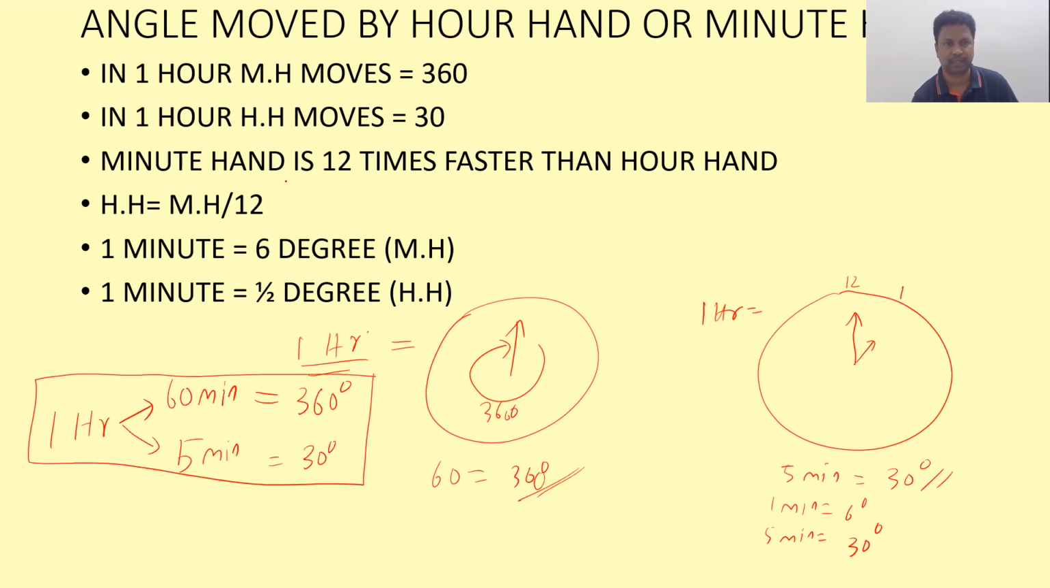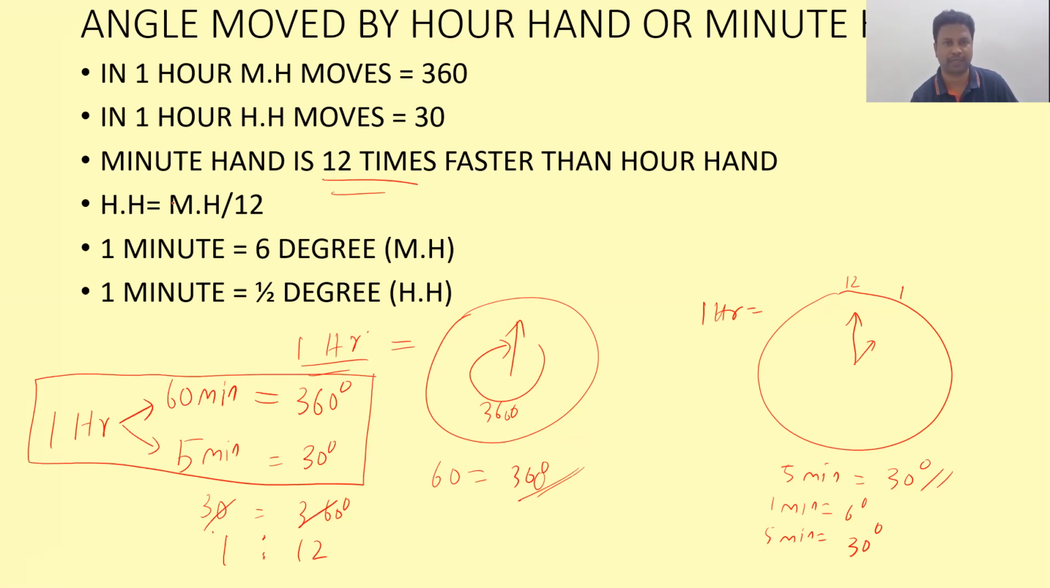Right? Next, minute hand is 12 times faster than the hour hand, correct? So see this, minute hand and hour hand, we can equate it. So this is hour hand, this is minute hand. So if you cancel, what will happen? So 1 is to 12, correct? If we cancel this, we can say that ratio is what? So that's 12 times faster. So minute hand is 12 times faster than the hour hand.